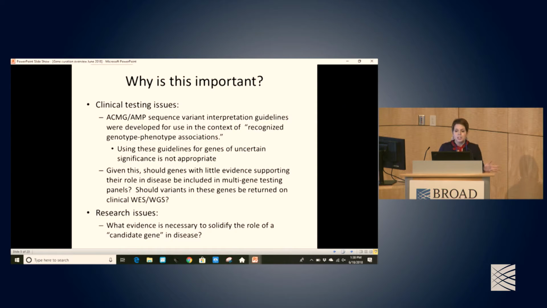Given this, should genes with little evidence supporting their role in disease be included in multi-gene testing panels, or should those be the ones that you are returning variants in on clinical whole exome or whole genome sequencing? And then if you're thinking about this from the research context, what evidence do we need to see from the clinical standpoint to say that the gene that you identified as maybe a candidate gene in your research is really solidly associated with a particular disease? When can we move a gene from the research space into the clinical space?